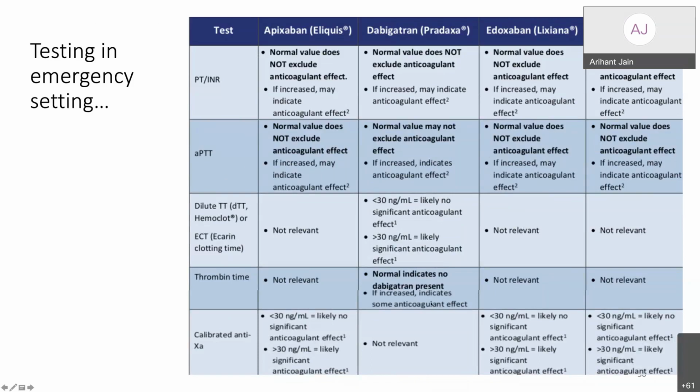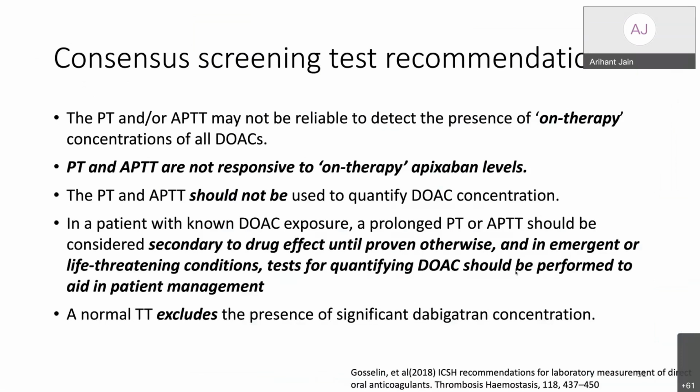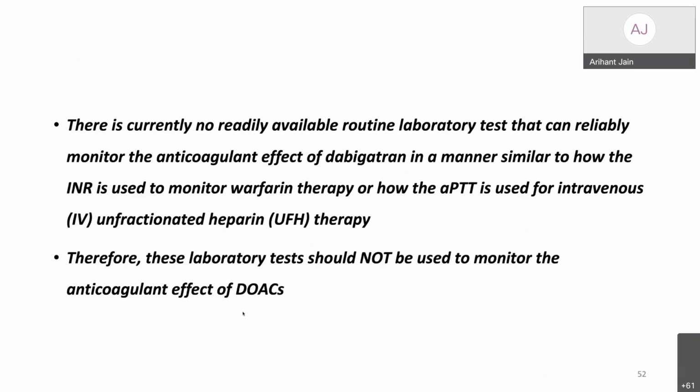For Dabigatran, you need to do TT. For apixaban and rivaroxaban, you need to do anti-Xa. So if a patient with known DOAC exposure has a prolonged PT or APTT, it should be considered secondary to the drug until proven otherwise. And in emergent or life-threatening conditions, tests for quantifying DOAC should be performed to aid in patient management. Basically, there is no reliable test to monitor these drugs like we have APTT in case of unfractionated heparin or INR in case of warfarin.